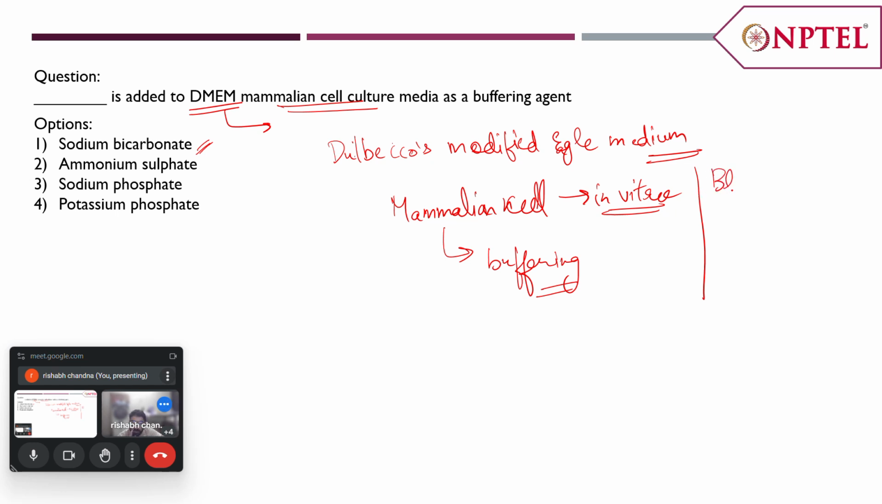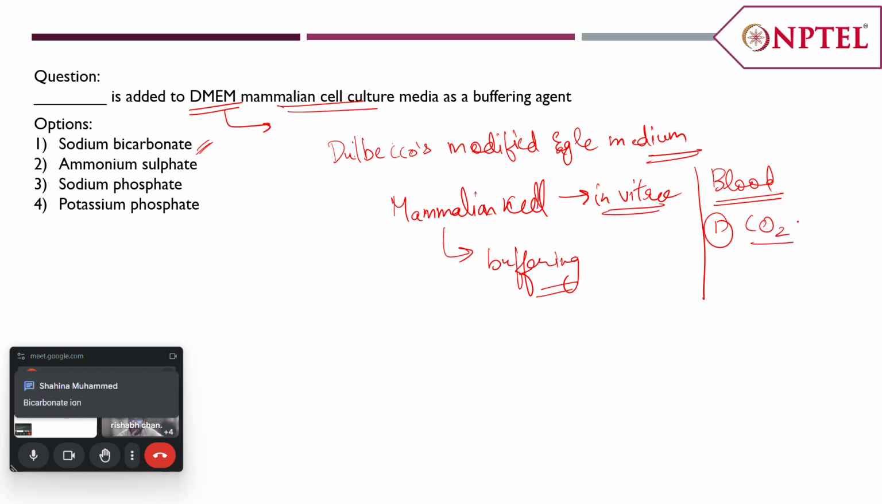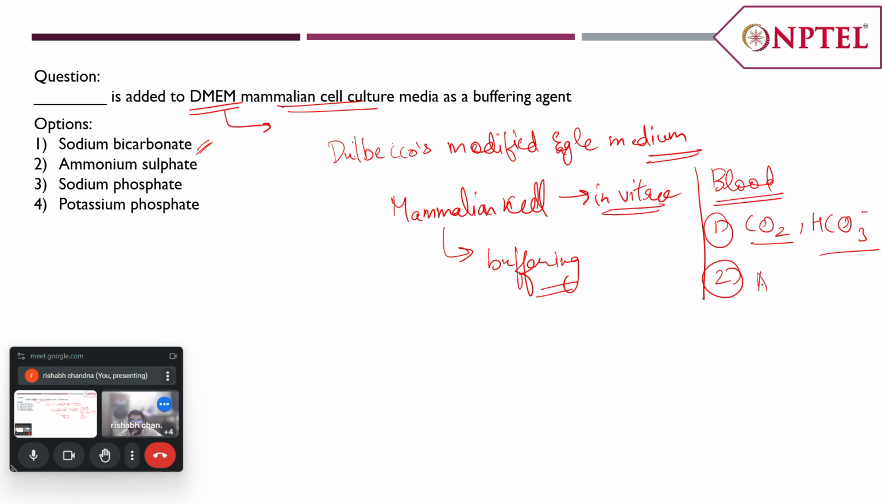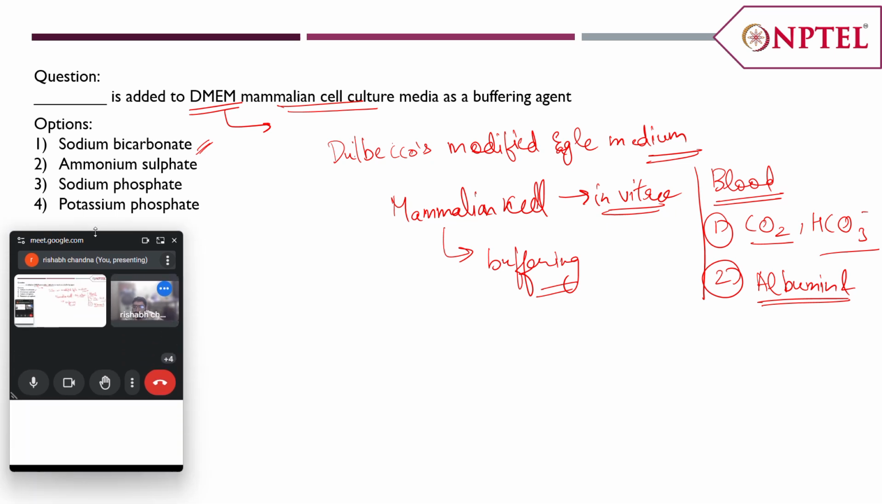So in our blood, the buffering agents that are present mainly are, first, the carbon dioxide and the bicarbonate ions. Okay. Second is the albumin and various proteins that are involved in the blood. So these are also helping in maintaining the blood.